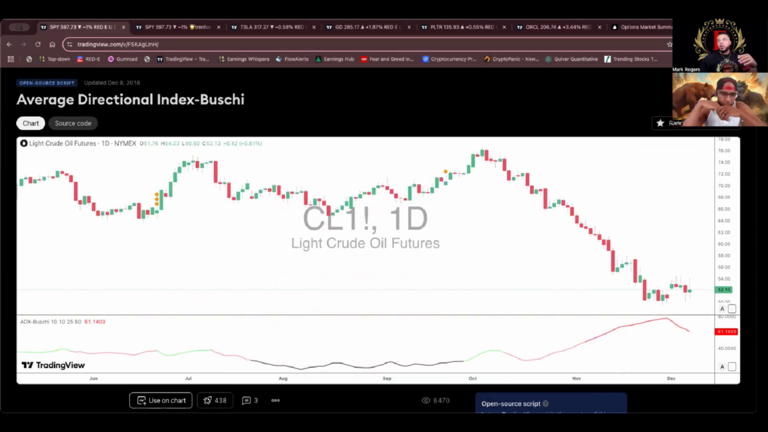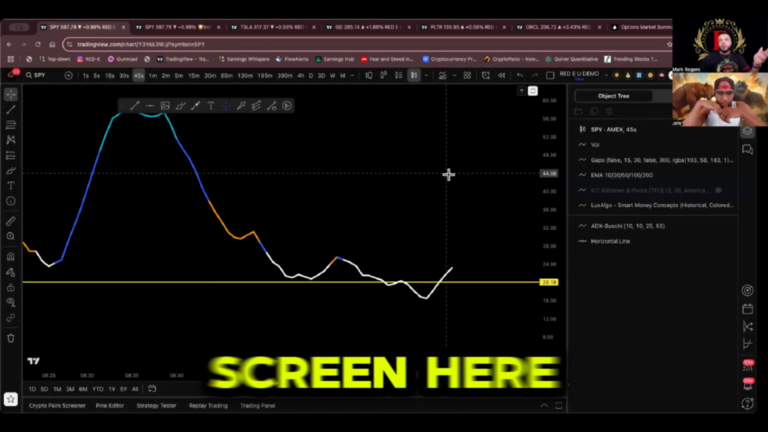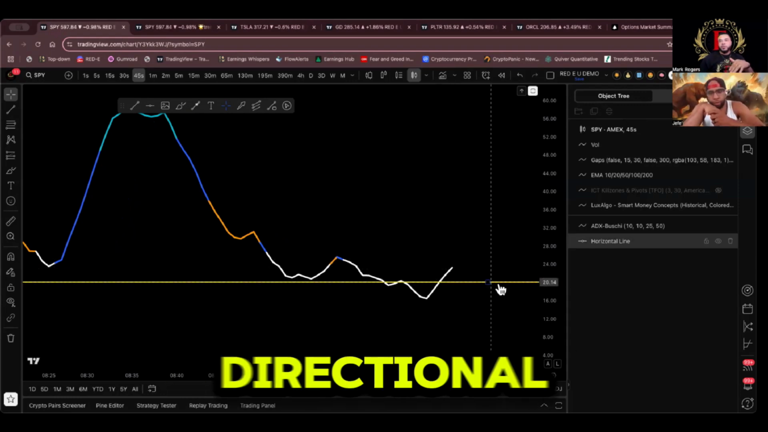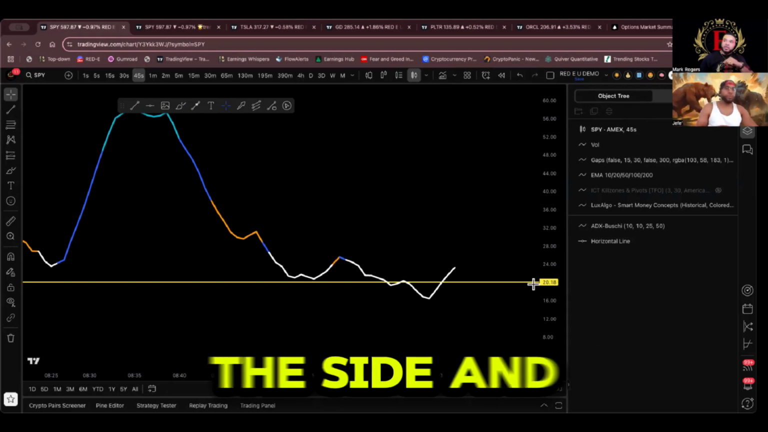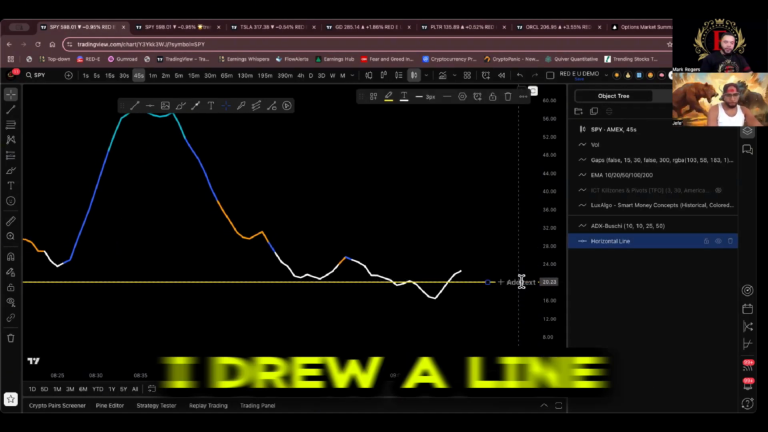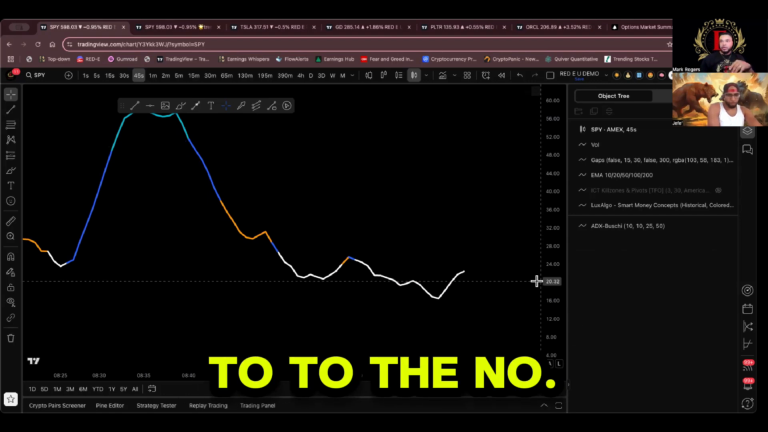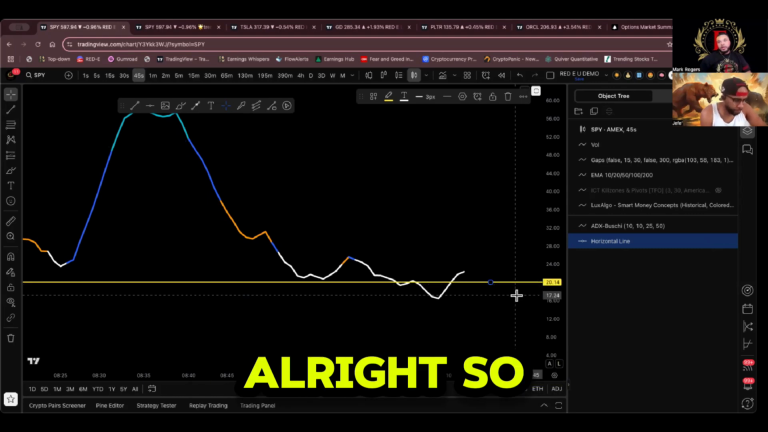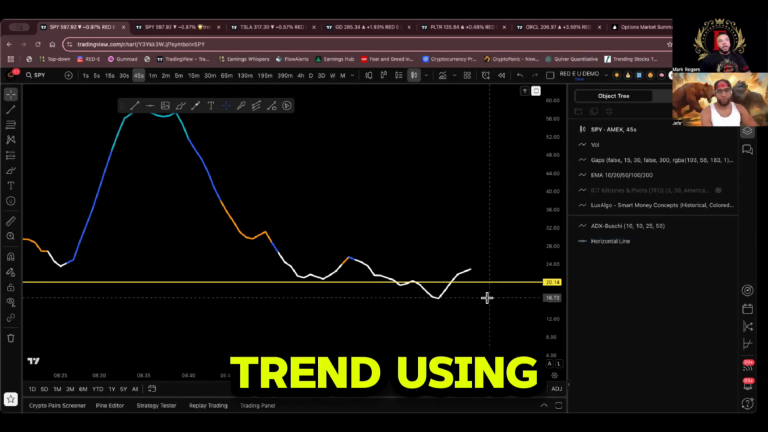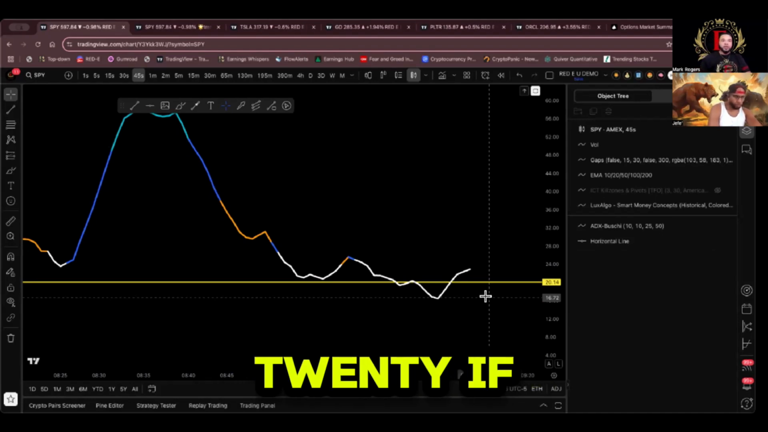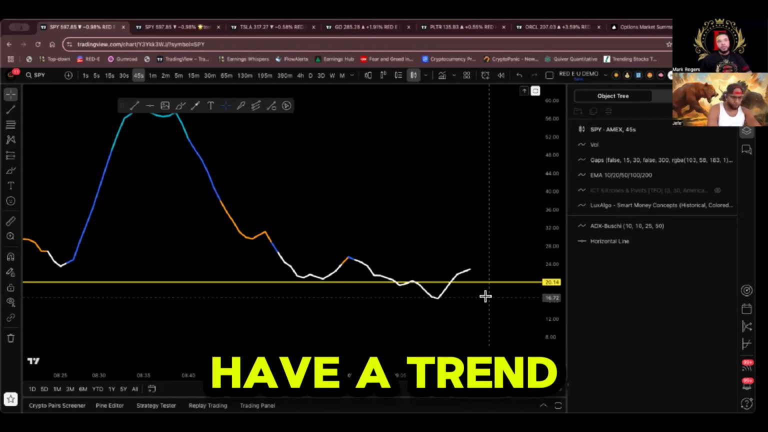All right. So I blew up the screen here. And what I want anybody to do anytime you're using average directional index, I want you to go over to the side and find the number 20 as close as you can, right? I drew a line there. So go to the number 20 and then you'll draw a line. All right, so for a clear trend using average directional index, it has to be above 20. If it's at 20, you don't have a trend. If it's below 20, you don't have a trend.